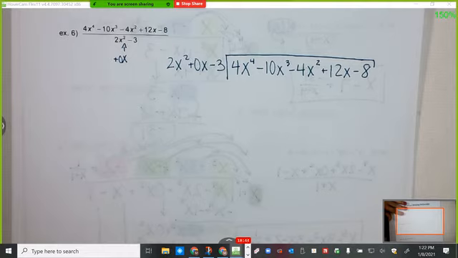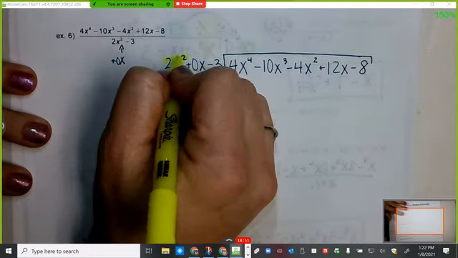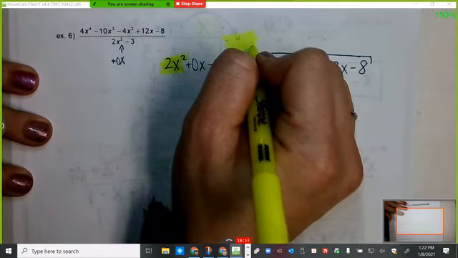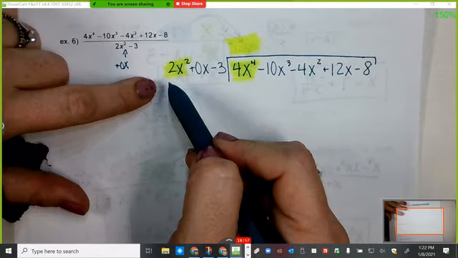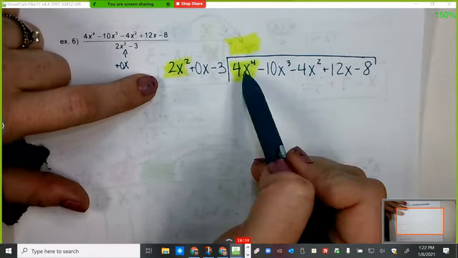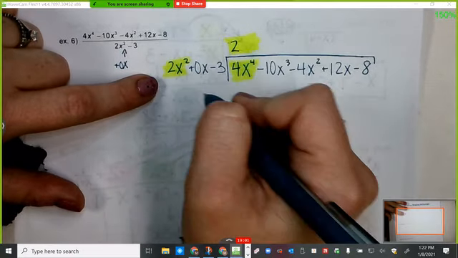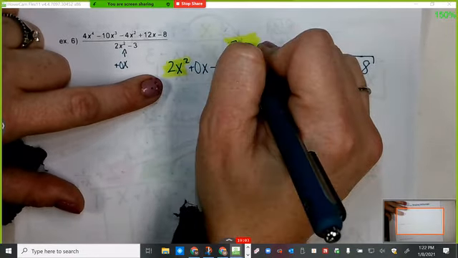Okay, now this one is a little different because we have a number up front, but that doesn't change anything. 2x squared times what gives you 4x to the 4th power. So if you need to, you can think about it coefficient first, then variable. 2 times what gives you 4? And x squared times what gives you x to the 4th would be x squared. You're exactly right.